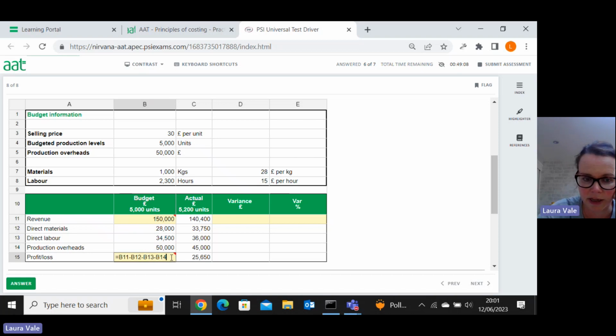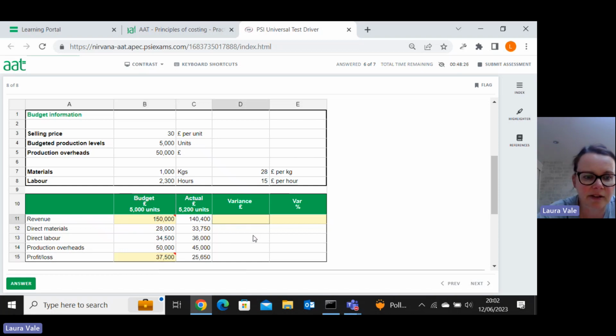So what we're looking to do here is go equals revenue, subtract the sum, open brackets, of cells B12, B13 and B14. The way to tell it to do that is B12 colon, which is the two dots, one above the other, B14. Right, that's what it has done in the AAT mark scheme. So I would recommend, if you get one like this, that you follow that notation.